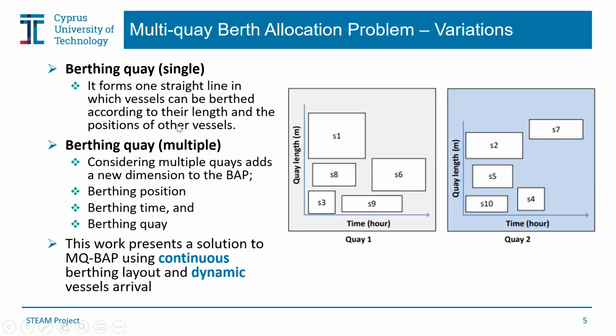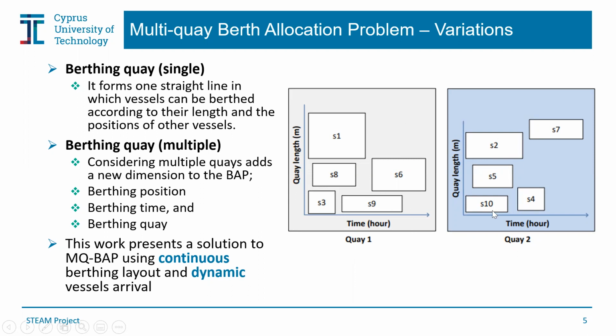Usually in a single berthing queue, we need two decisions, berthing position and berthing time. However, in multiple berthing queues, we need three decision variables: berthing position for each ship, berthing time for each ship, and berthing queue for each ship. You can see here in this figure, this is an example of multiple queues. This is Q1, this is Q2.